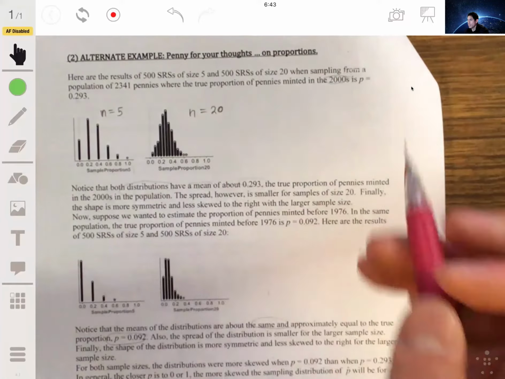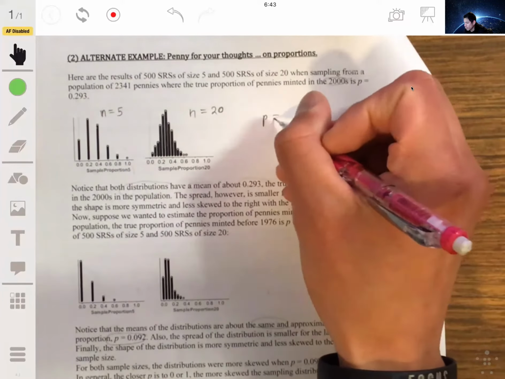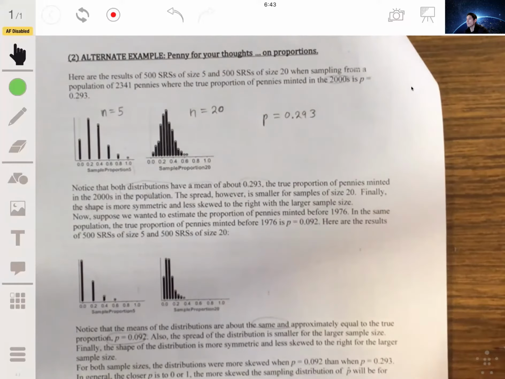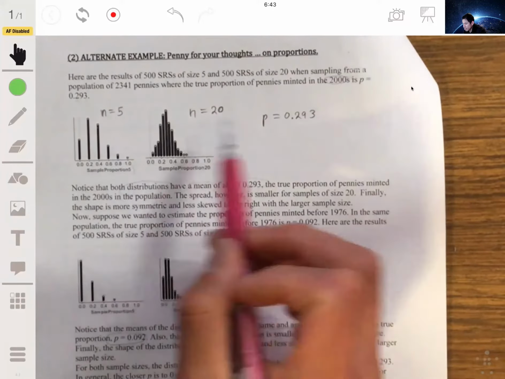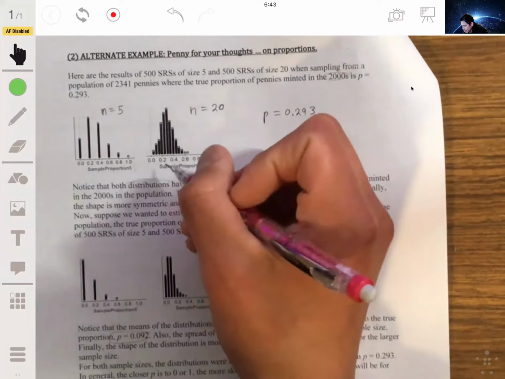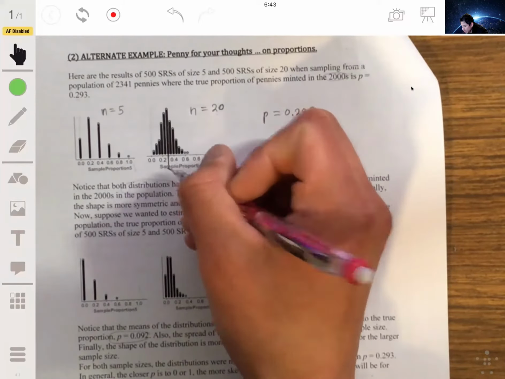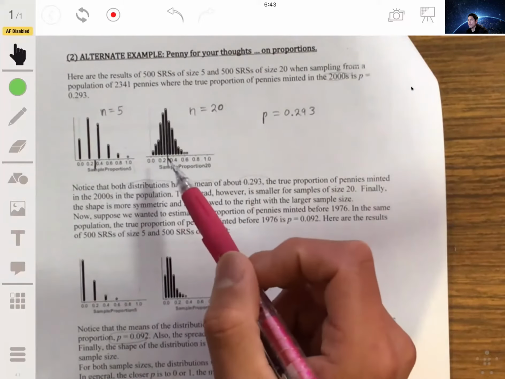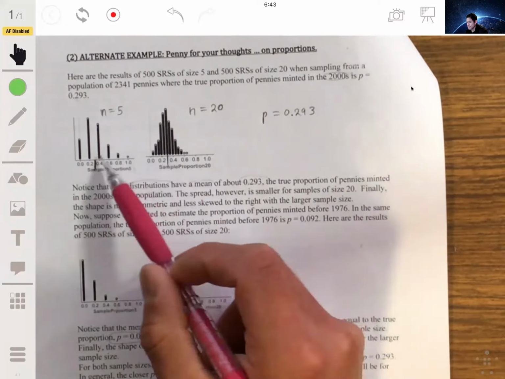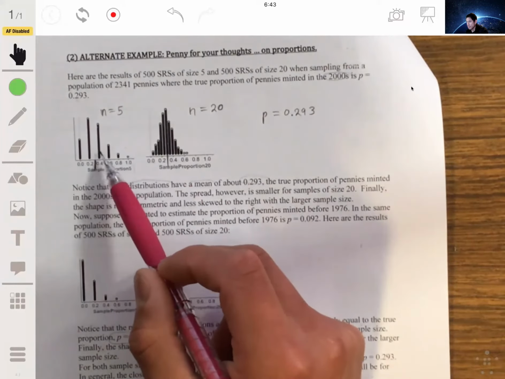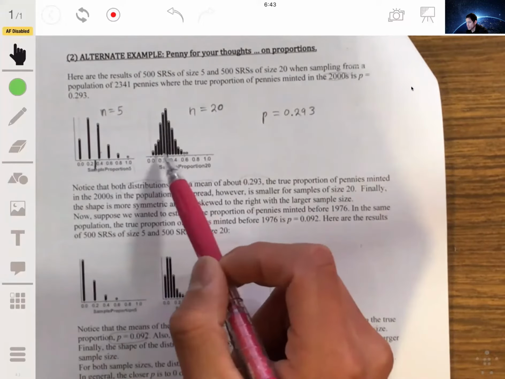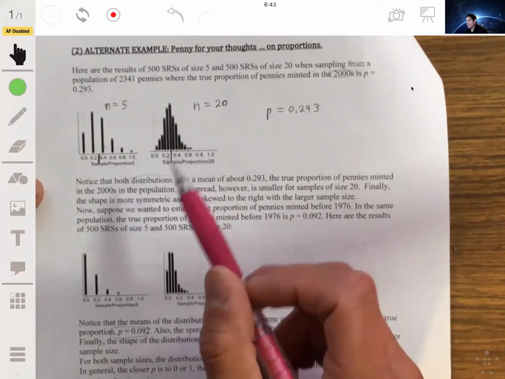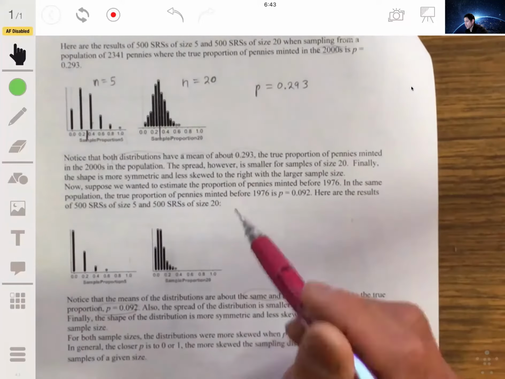The true proportion was 0.293. Now, they're both pretty much centered at the true proportion of 0.293. Like, 0.293 would be something like here, and this one would be like over here. So we could say their means are the same, but we can definitely see a difference in the shape. This one looks more skewed to the right, where this one looks more normal. So let's look at another example. You can kind of understand what's causing that.